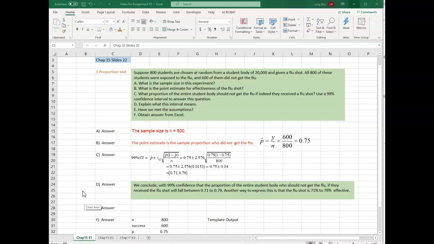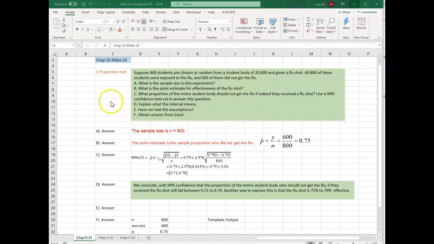So first, let's look at a proportion test. This is the one proportion test. We use the example from our notes. Remember, we have notes on slides, chapter 15, slide 22. Suppose we have 800 students chosen at random from a student body of 20,000 to get a flu shot. Among these 800 students exposed to the flu, 600 of them did not get the flu.